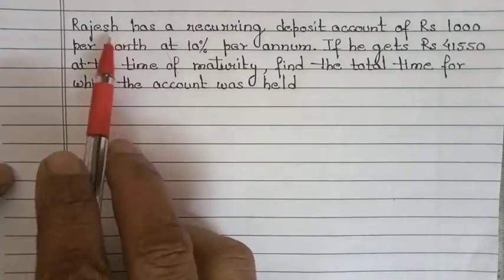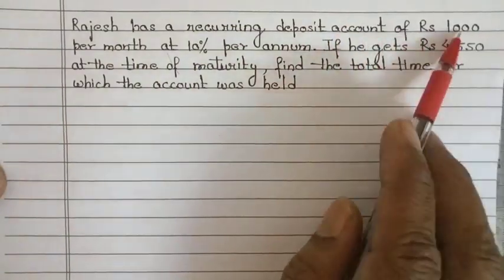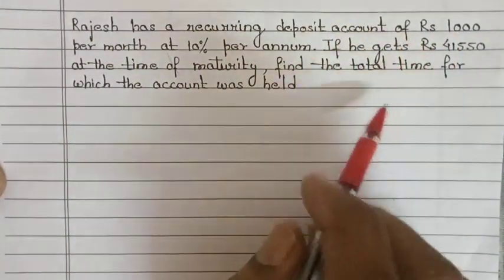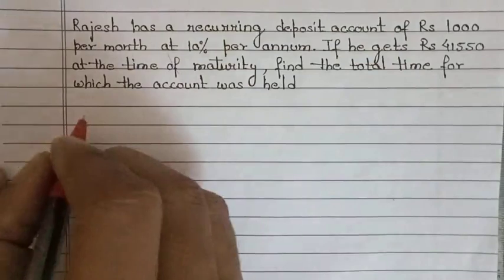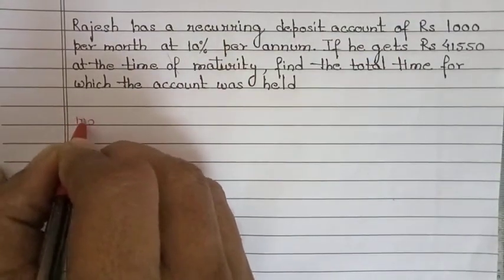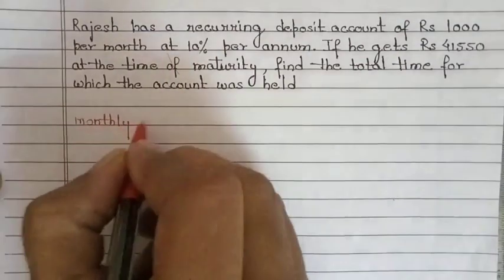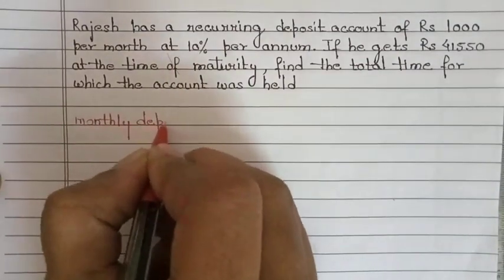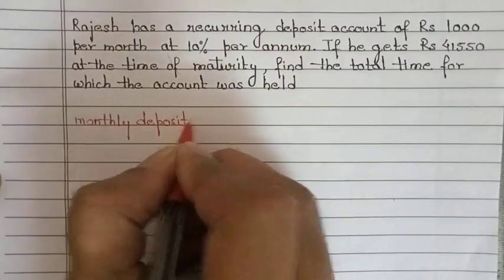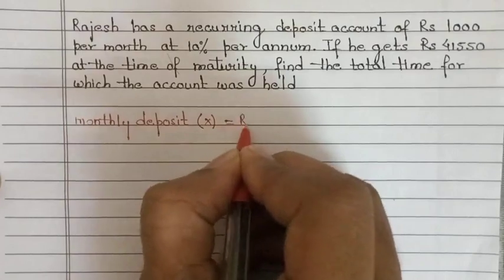See, in this question they have said Rajesh has an RD account of rupees 1000 per month. So whatever he is depositing per month, that is his monthly deposit. So what we will do, we will represent monthly deposit by X, and it is rupees 1000.